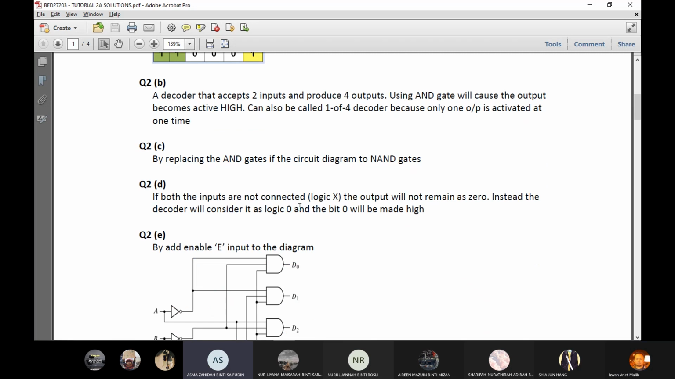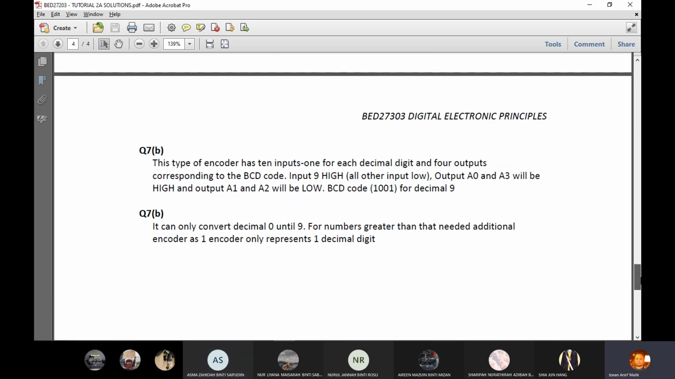Lepas tu sir untuk yang last question tu, question 7 I think. Okay. Dia punya disadvantage kan 0 until 9 tapi only for MSI IC kan? Yes. Thank you sir. Okay. Putus-putus, saya tak dengar sangat suara you.